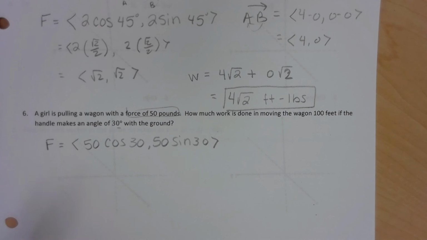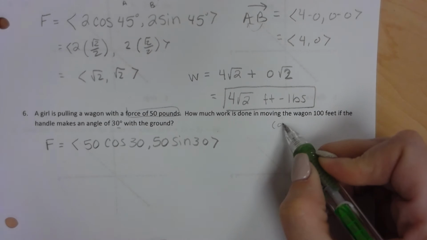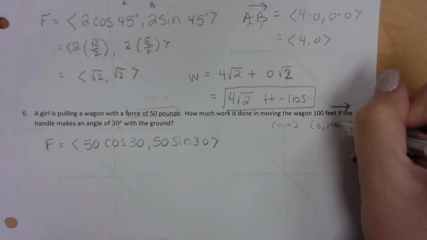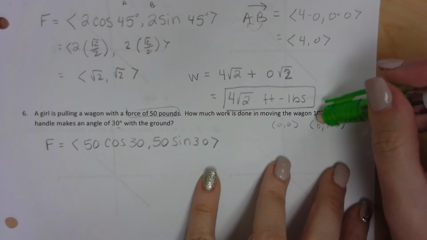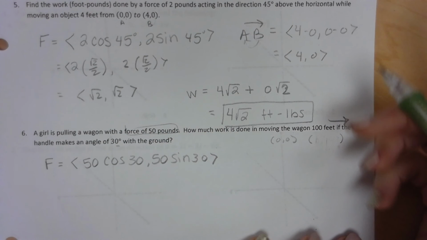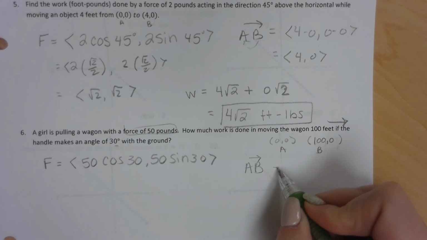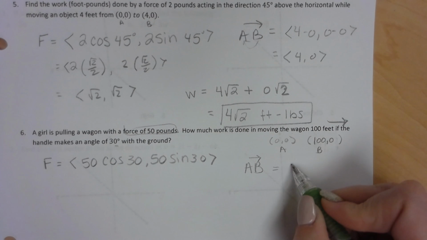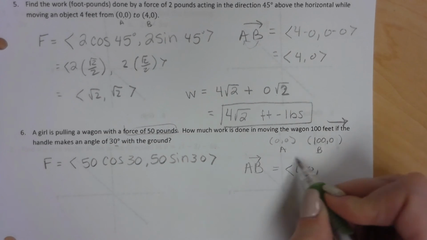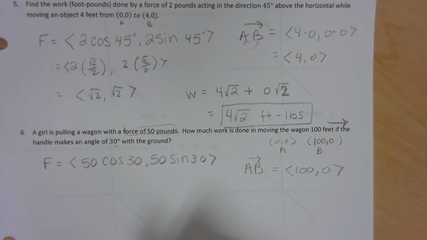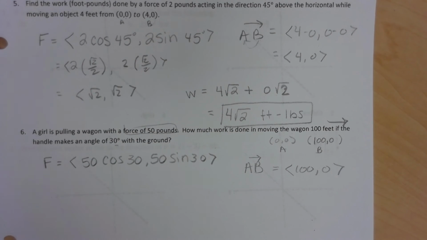Now, we're trying to move the vector 100 feet. So that's like saying we're starting at 0, 0, and we're moving 100 feet to the right. So that would be 100, 0. So here's our A, here's our B. So our AB vector is going to be 100 minus 0, 0 minus 0. Okay, so now that we have both of our vectors to find work, I'm going to take the dot product of those two vectors. So I'm going to leave that for you guys to finish on your own.